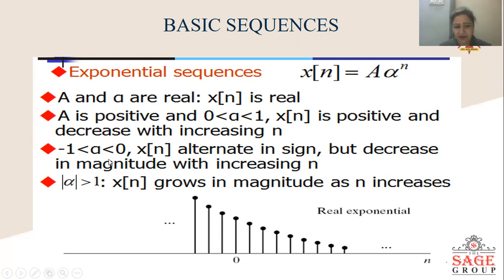Now, when alpha has a value between -1 and 0, in that case, x n will alternate in sign, but it will decrease in magnitude as n increases. And when alpha is greater than 1, naturally this signal will show an increase in magnitude when n increases. So instead of this decaying exponential, in this case, we will have an exponential which will be growing.